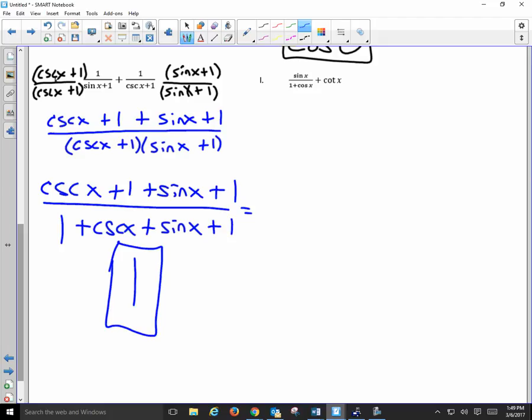How about letter L? Last one. What would you like to try? Okay, cotangent first. We got sine of x. Common denominators. Okay, let's try it. I can't cross off the sine of x, as people do that, and that's worth 0 points.